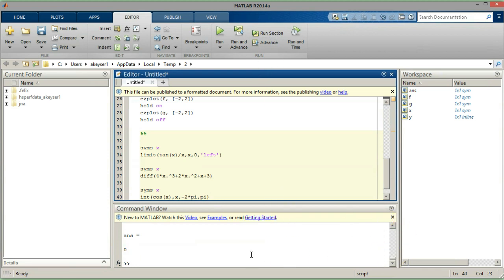And the integral is 0. That should make sense. Why is it 0? If you think about each hump from negative 2 pi to pi, it's going to cancel out some things. So it's good. This is the answer to the problem that we're dealing with. Okay, so this is clear.